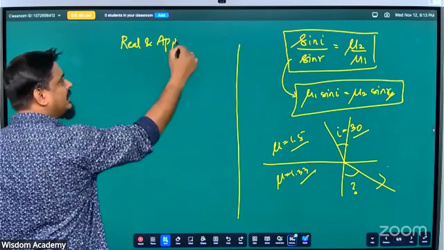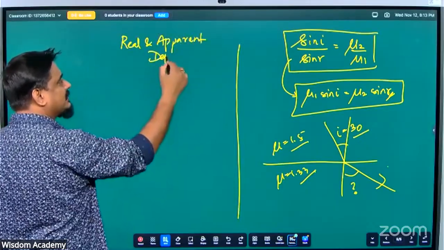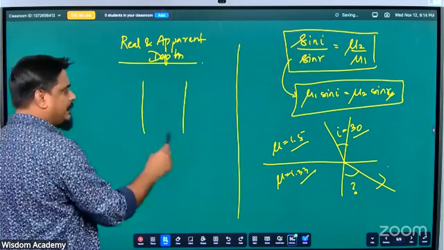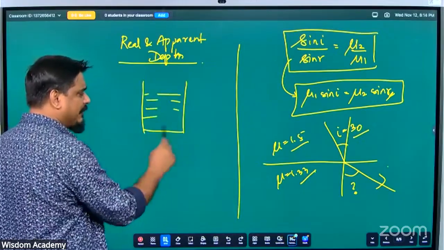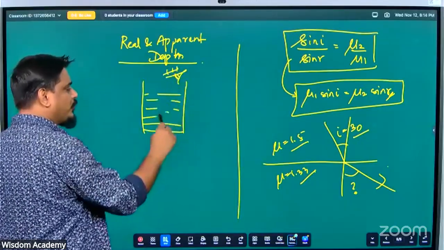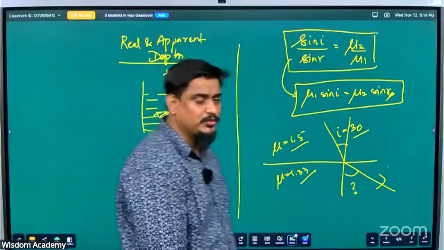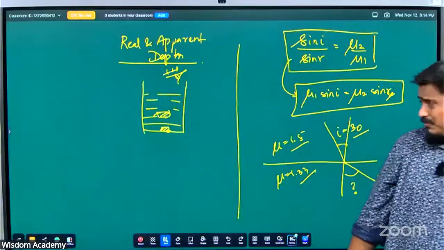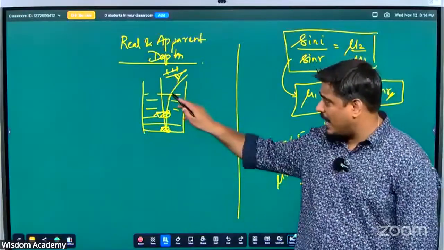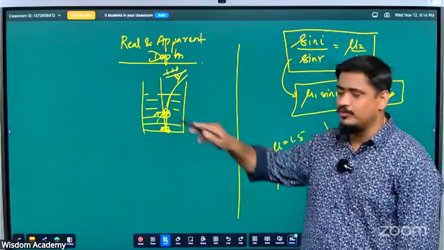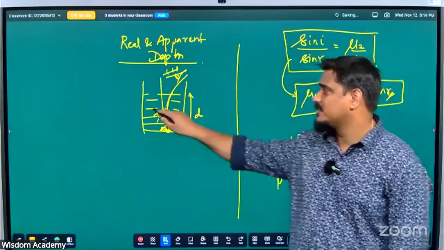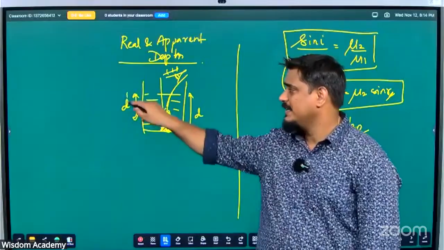Real and apparent depth. So I always say this to you, the best example can be a beaker. If I'm having a coin, and you're seeing this coin from the top, this coin will look raised for you. It will have a different position for you. Why does the coin look raised? Because the light which came to your eye bent, and the apparent position of the coin only is visible to you, not the real position. This is called real depth, D. This is called apparent depth, D dash.